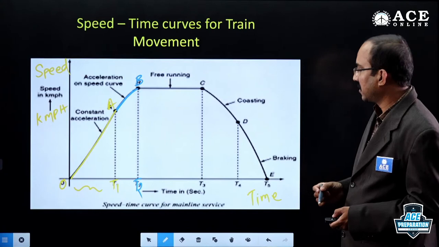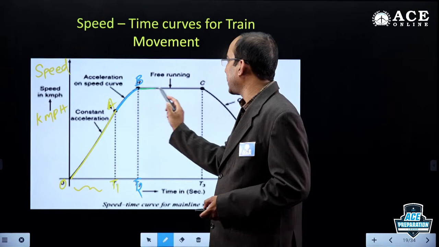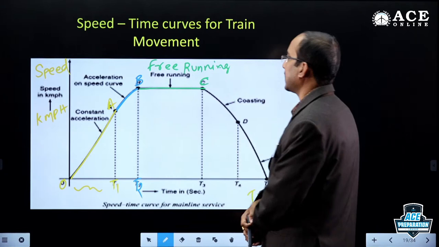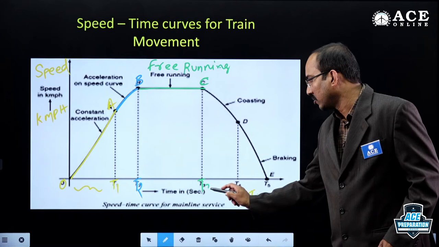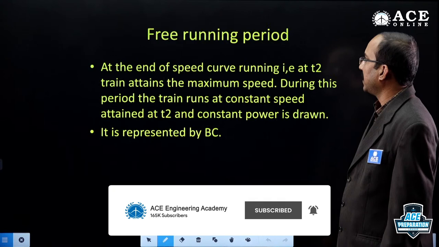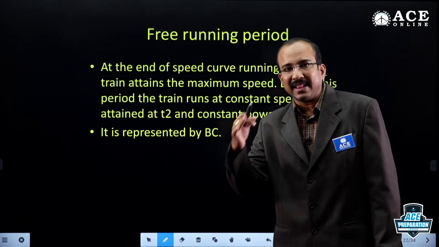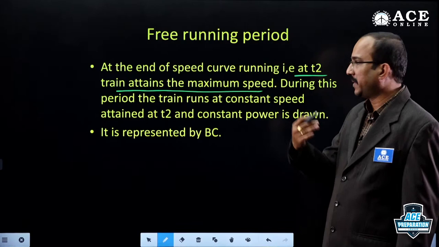Once you reach the required speed, this is known as the free running period. That is from B to C, we can call it free running period, from time interval T2 to T3. So what do you mean by free running period, sir? At the end of the speed running curve at T2, we will attain the maximum speed. The train attains maximum speed.